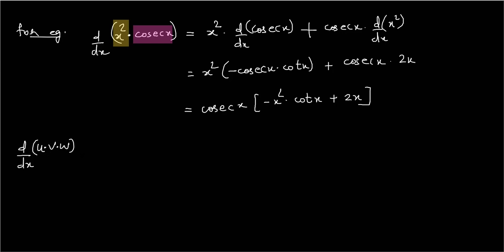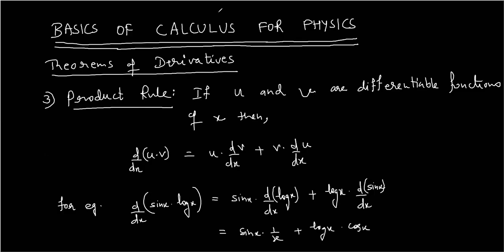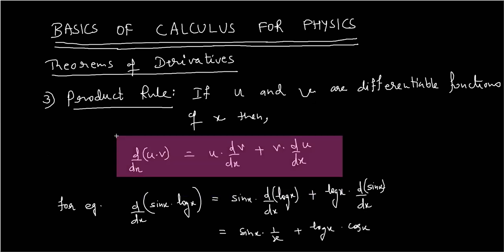You saw what we did for u into v. What did we do for u into v? We differentiated v and multiplied u. Then we differentiated u, multiplied v, and added them. This is for u into v. What we will do for u v w? We will do exactly the same.